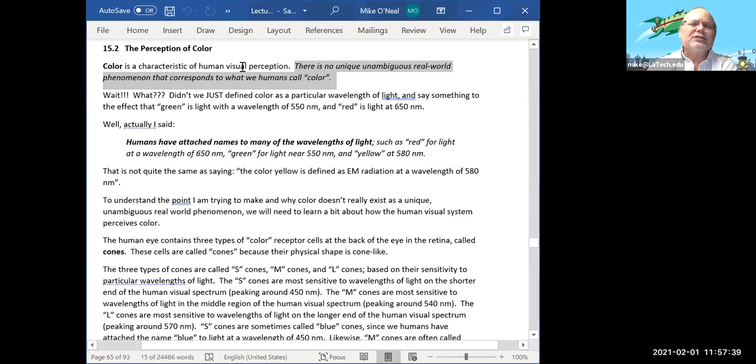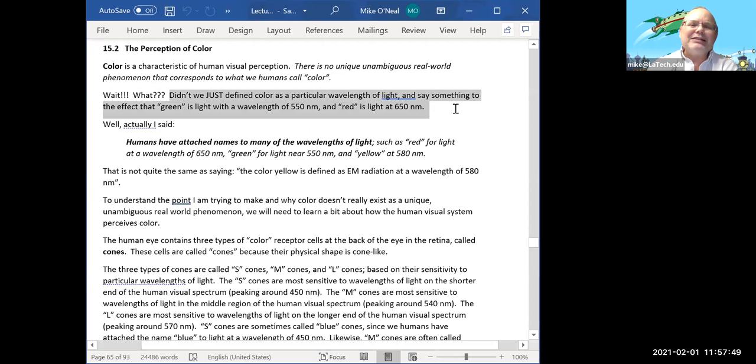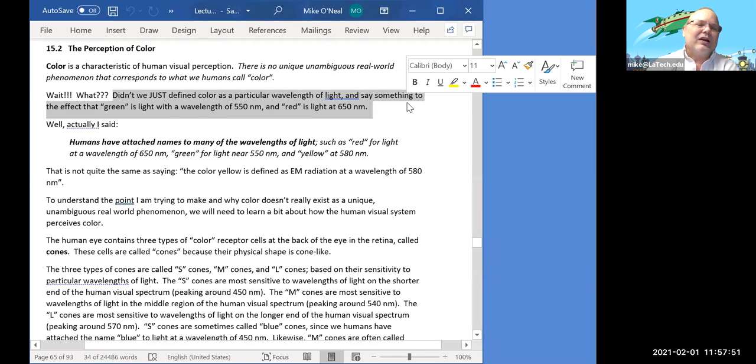Color is a characteristic of the human visual perception. That's what it is. Now, you should be going, what, wait, huh? Because haven't I been saying things like, well, green light is light with a wavelength of 550 nanometers, and red light is light at 650 nanometers.